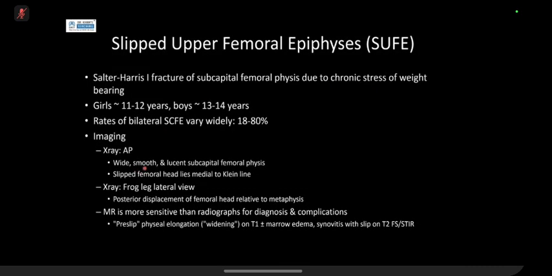And I find the asymmetry of the physis one of my more sensitive markers, because in early slips you may not be able to actually see the slip, but frog leg lateral would be the more sensitive view than the AP view to look for the slip. And if still in doubt, then do an MRI, because what you're looking for is that physeal elongation on T1, as I mentioned earlier, that marrow edema, and of course synovitis. And MR can help you also to identify other lesions which may not have been picked up to cause pain.